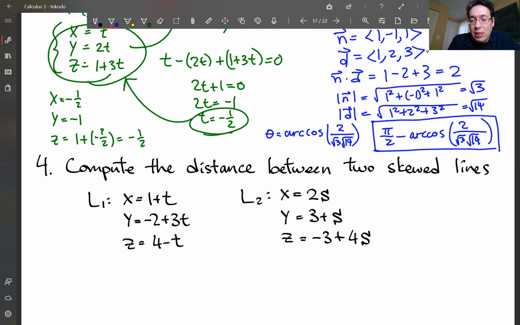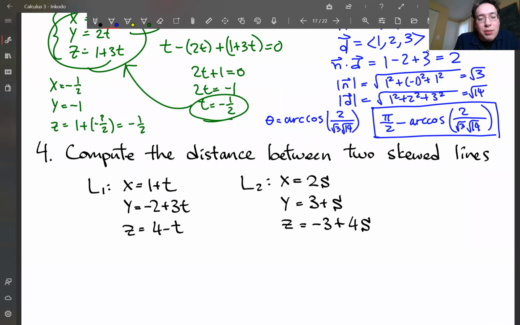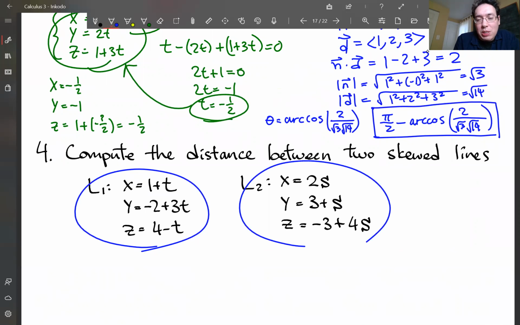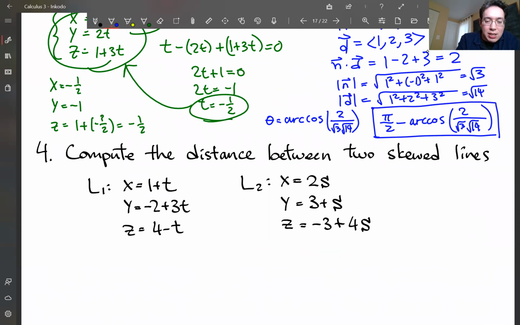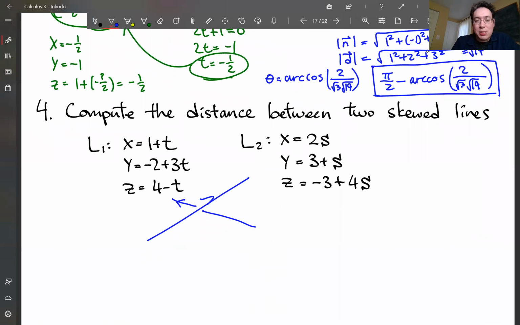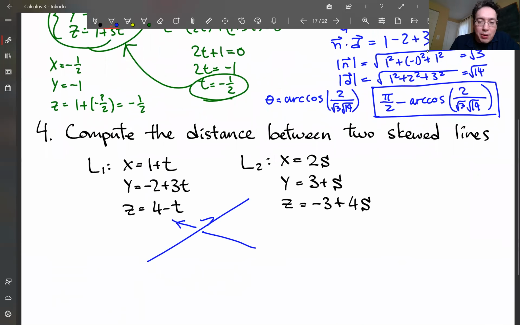Compute the distance between two skewed lines. We actually looked at these two lines last week, and we computed that they're not parallel and they don't intersect each other. So what that means is that one line kind of goes above the other one. So how do we compute the distance between them?